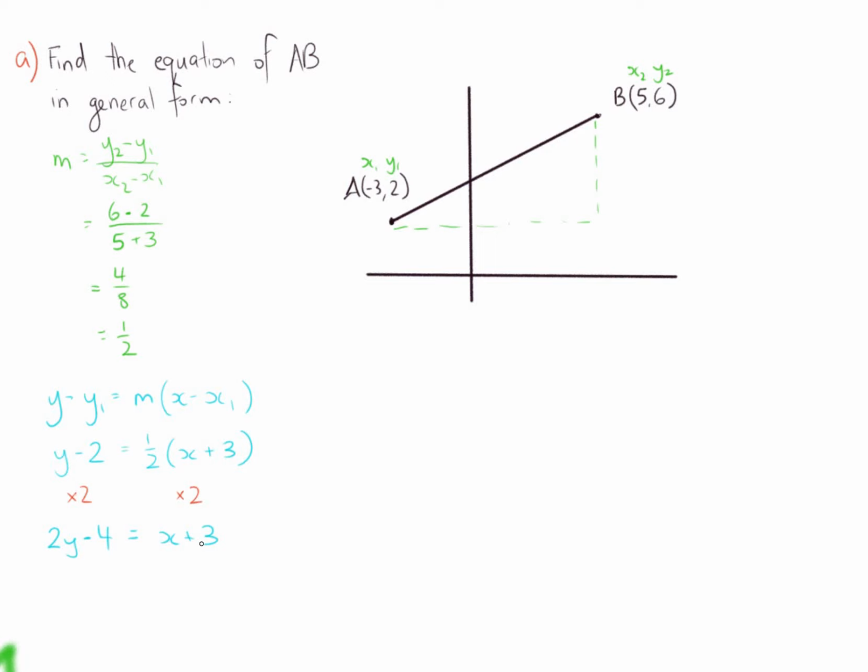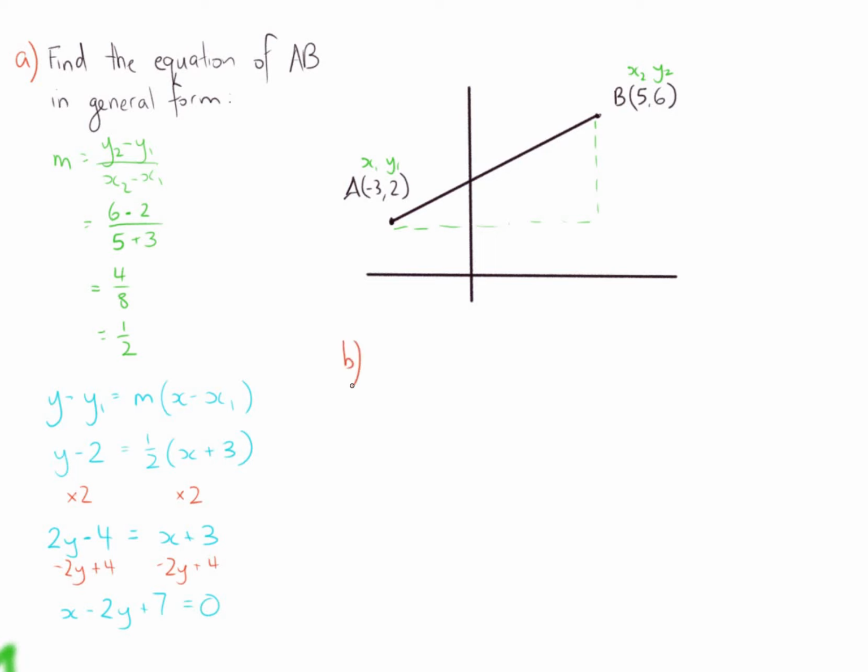All that's left to do now is to rearrange our equation. Since x is already positive on the right-hand side, let's move everything over there. We'll subtract the 2y and we'll add the 4 to both sides. This leaves us with x minus 2y plus 7 equal to 0. It was on the right-hand side. I've just moved it over to the left-hand side now so that it's more conventional. So there is our equation.